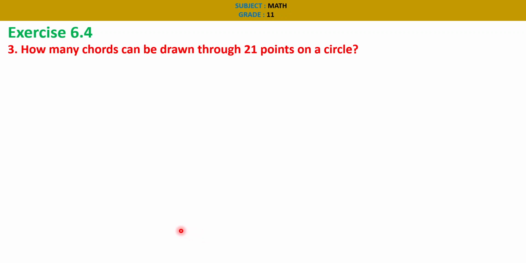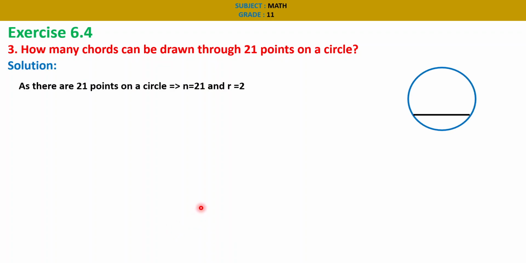Shall we solve problem number 3? How many chords can be drawn through 21 points on a circle? To draw a chord, how many points do we need? 2 points, right? So here is a circle. We are drawing a chord. So 2 points are enough.